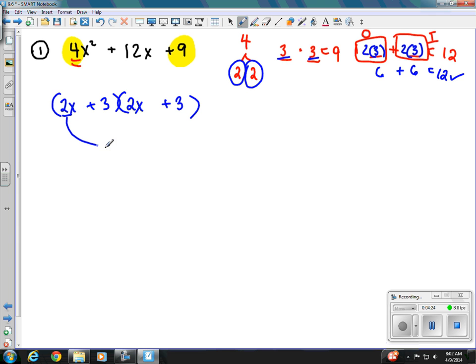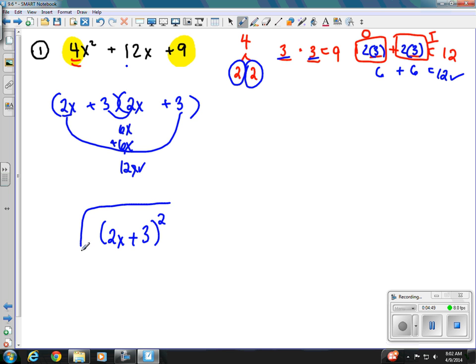Before I go any farther, let me make sure this checks. So we do 2x times 3 is 6x. 3 times 2x is 6x, and 6x plus 6x is 12x. That means we check. So right here where we have the same parentheses, 2x plus 3 and 2x plus 3, that means I can write it once, 2x plus 3, and put it to the second power to show I have two of them. And that's a perfect square trinomial.